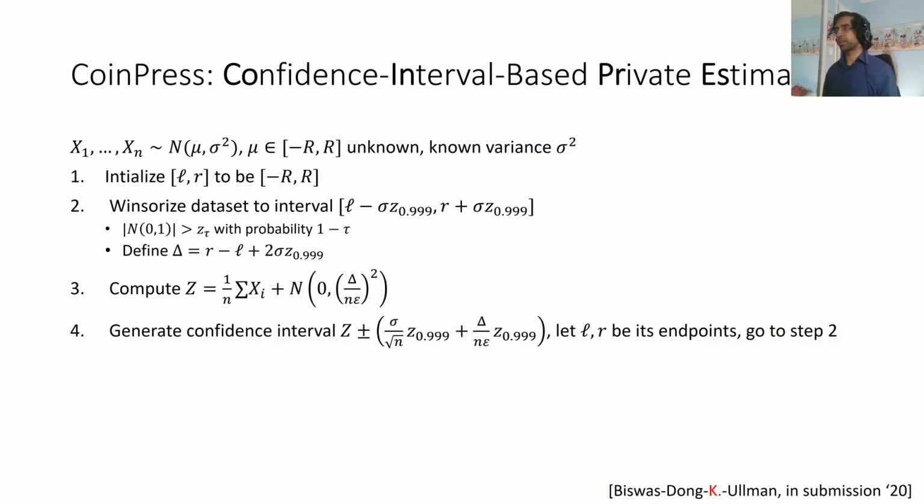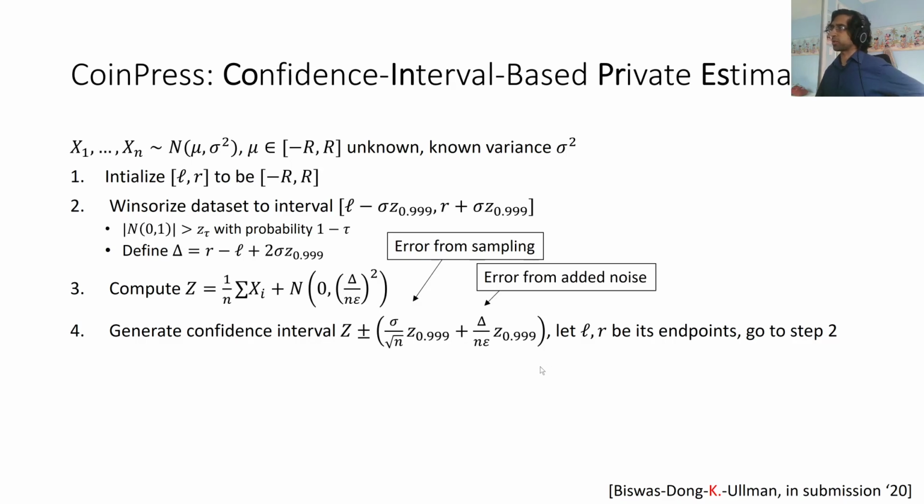But our algorithm differs in the sense that now we generate a confidence interval around this point estimate. You see that we have Z, a point estimate, which is going to be the center of our confidence interval. But what we do is widen it by these two terms here. The first widening deals with error from sampling. We'll note that this is exactly the Gaussian confidence interval, what you would put if you're doing this non-privately. But additionally, we have to take into account the error due to the added noise here.